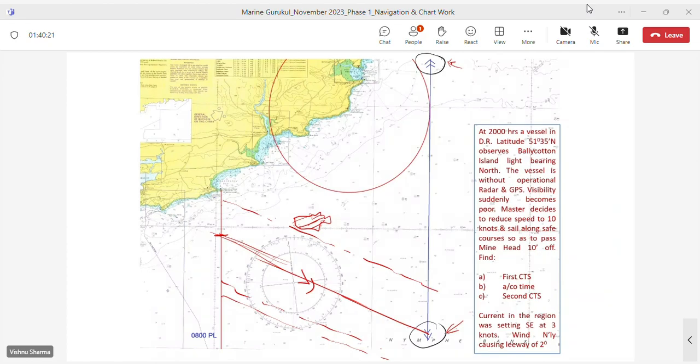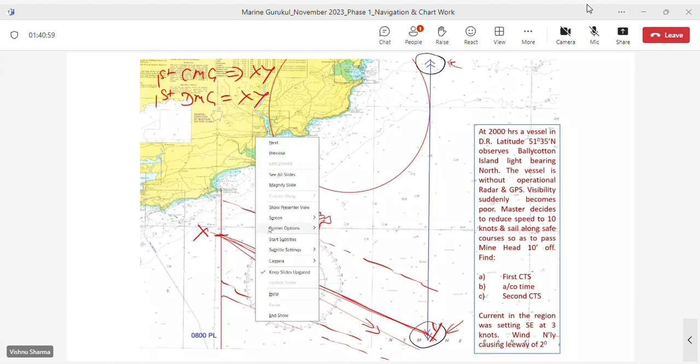Now somebody may say, sir, why should I draw this? I want to go like this. You are also right. If you want to go like this, it's fine, no problem. Let's say the first CMG is XY. Is that clear, beta? First CMG is XY, clear to everybody? First distance to make good is XY, correct?